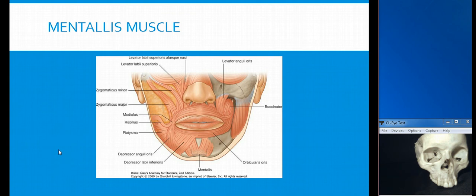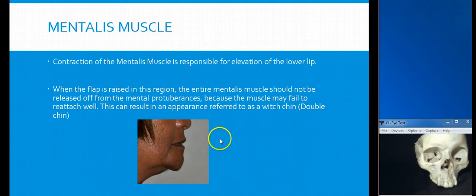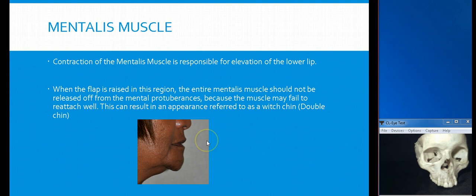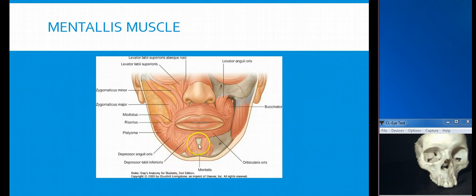So next we're going to talk about the musculature, and there's really not much to talk about when it comes to implant dentistry. One of the ones I will talk about is the mentalis muscle. The reason is that sometimes when we're making flaps, we tend to dissect this muscle out and cut through it. You have to be careful, because if you completely detach this muscle, you have to worry about what's called the witch's chin or the double chin, because the muscle is hanging down and you basically cut off its insertion point.